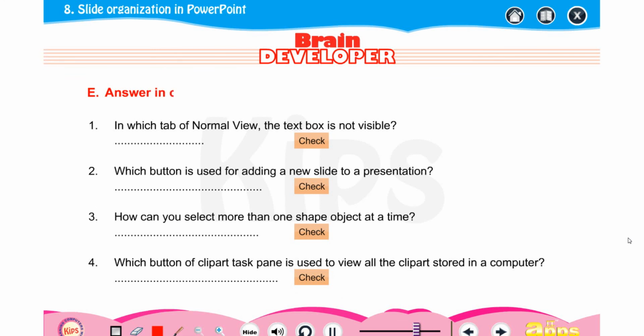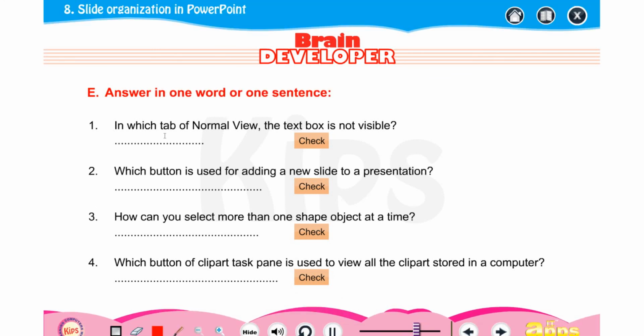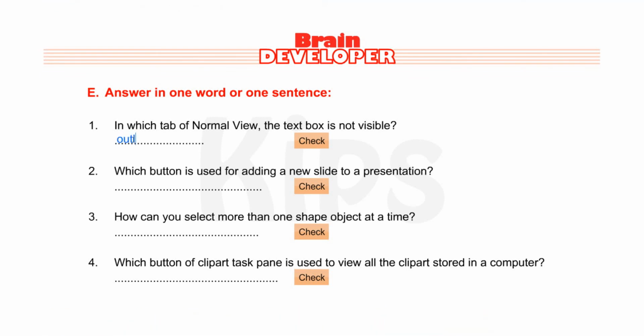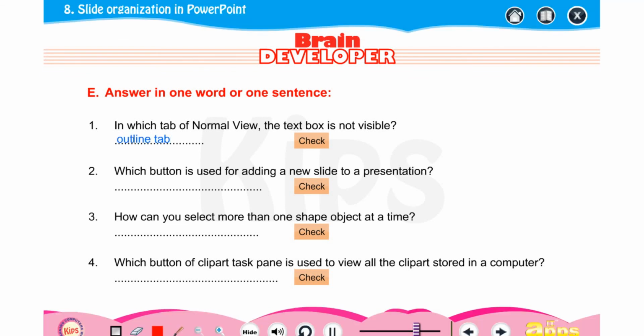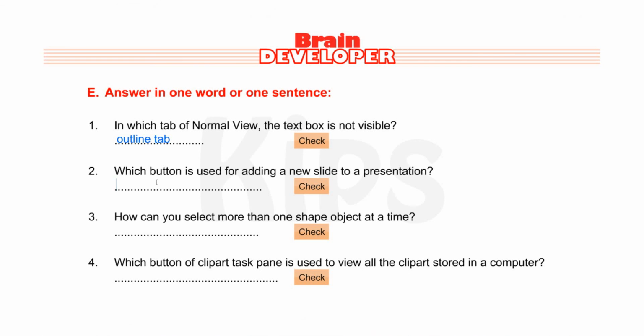Next one, answer in one word or one sentence. So answer in one word. In which tab of normal view the text box is not visible? So the answer is outline tab. Next one is, which button is used for adding a new slide in a presentation? So answer is new slide button.